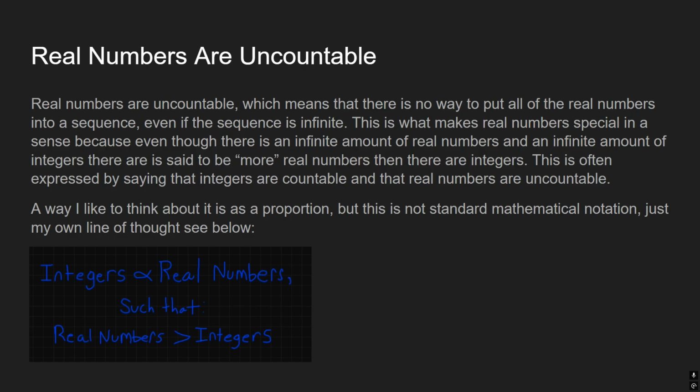Another way to look at this might be with proportions. Written out on the bottom here, this is not standard mathematical notation, but this is just a way that I like to think about it. Because there are said to be more real numbers than integers, a way to look at it could be with proportions. So integers are proportional to real numbers, such that the real numbers are greater than integers. This idea is often expressed by saying that integers are countable and that real numbers are uncountable.